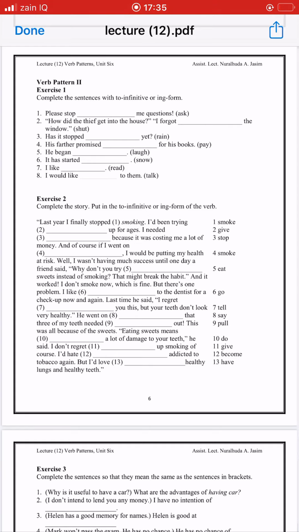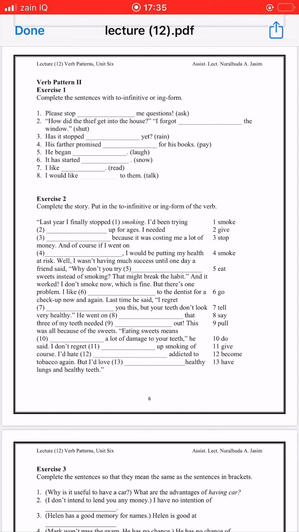Verb pattern exercise 1: complete the sentences with the to infinitive or the ing form. Again, I will repeat the cases. We said there are two cases for verb patterns. The first is the to infinitive, meaning to plus the bare infinitive. The second is the gerund, meaning the verb plus ing. As we know, the verb pattern consists of two cases.